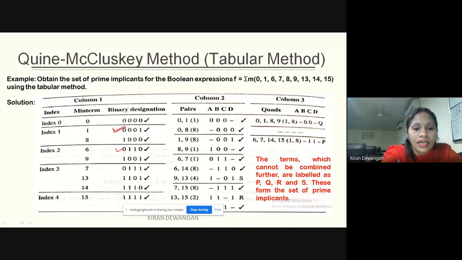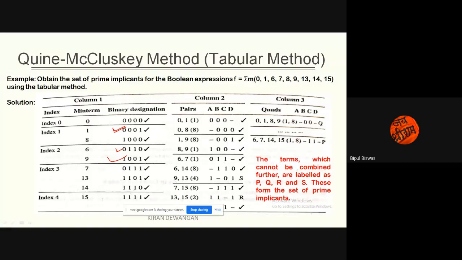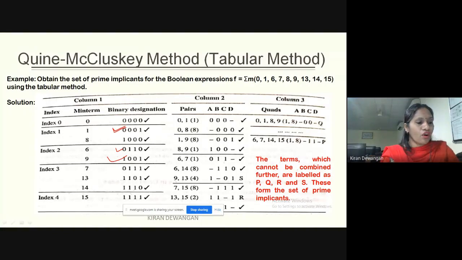What about 1 and 9? Can 1 and 9 form a pair? Yes. 1 and 9 can form a pair because they are differing by only 1 bit in their binary designation. So 1 and 9 form a pair. At what position are they differing? At the 2 to the power 3 position. So dash 0 0 1. At the differing position, we'll mark a dash, and the rest of the bits are written as it is. Clear? So 1, 9 is done.